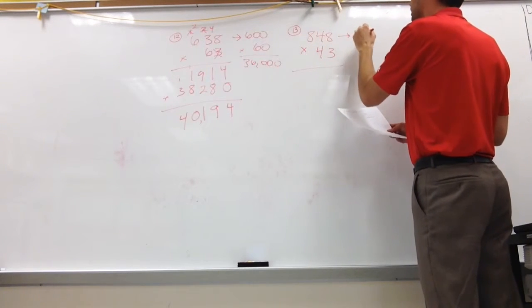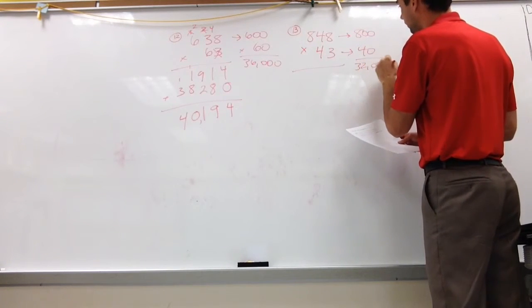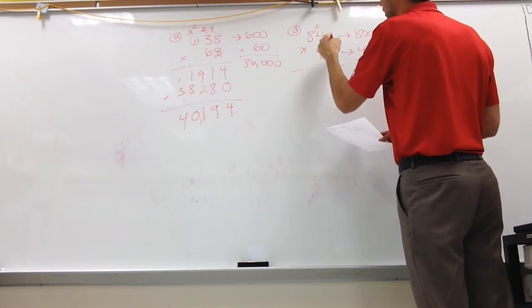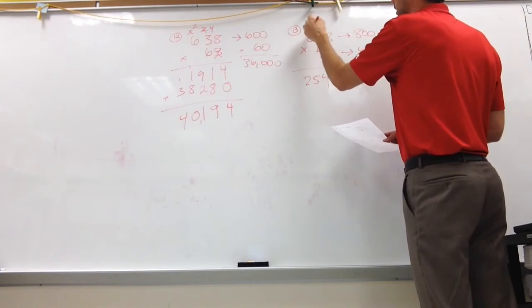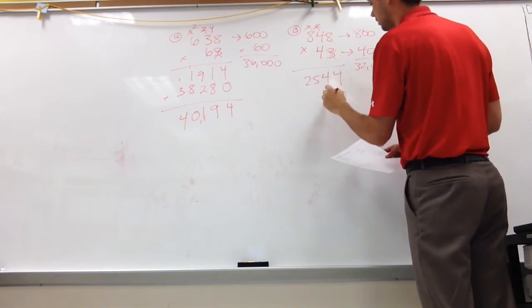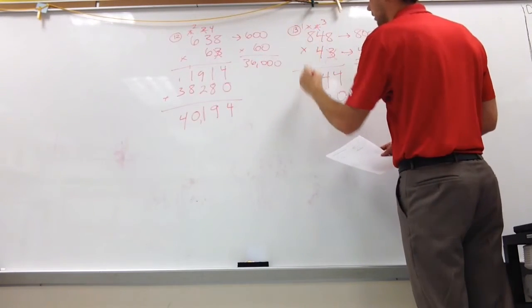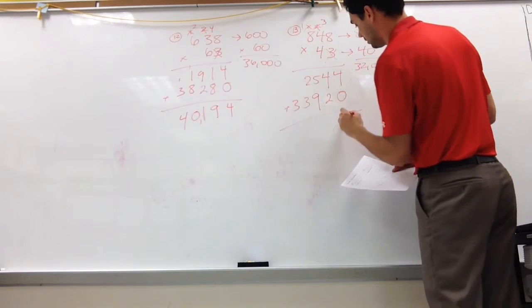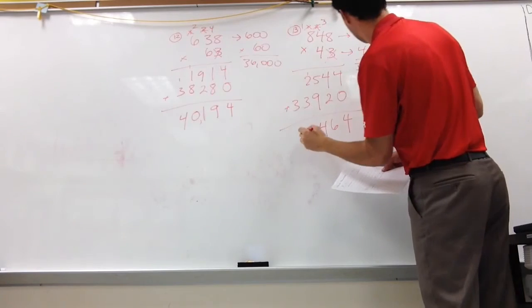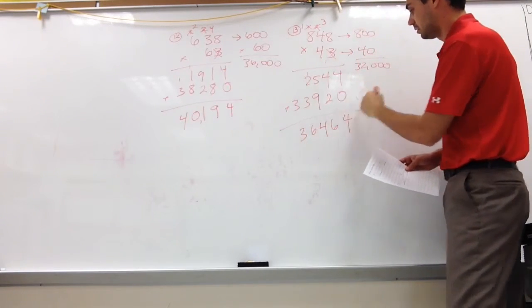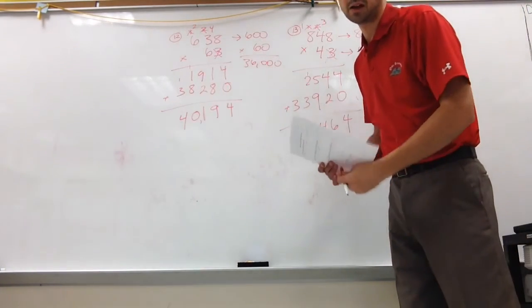And then 13. Do my estimating, so 800, 40, so my answer should be around 32,000. 25, done, 0, 2, 16, 19, okay, so it's 36,464.